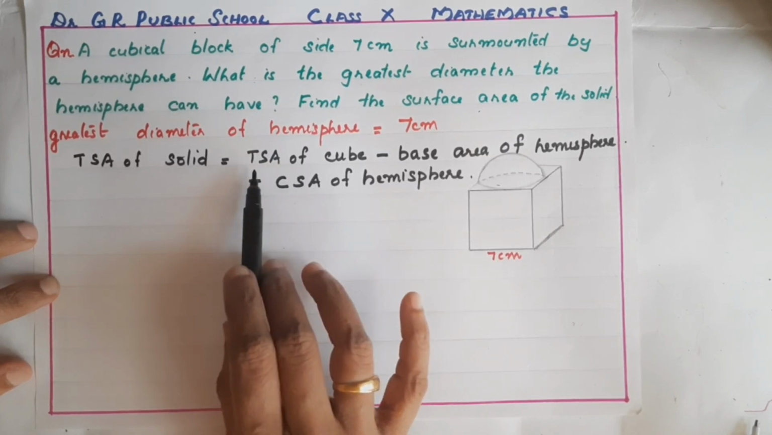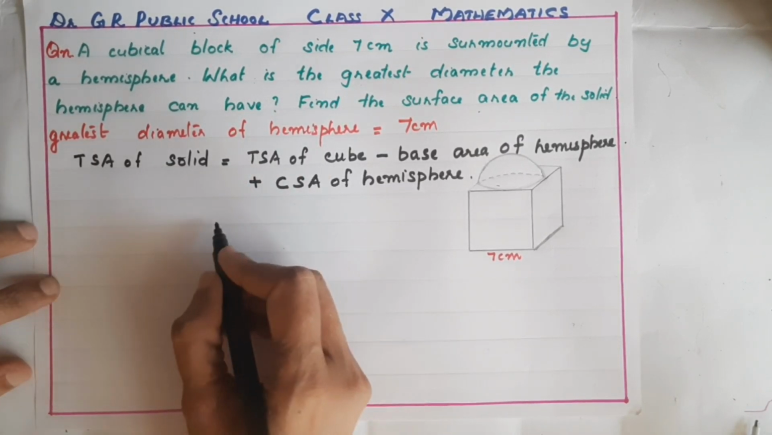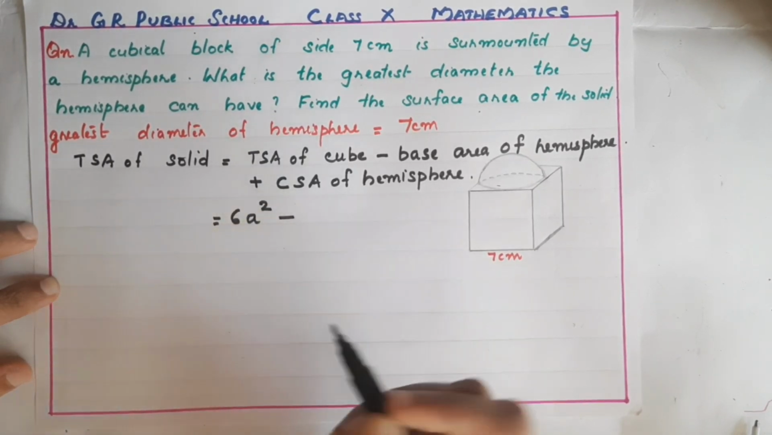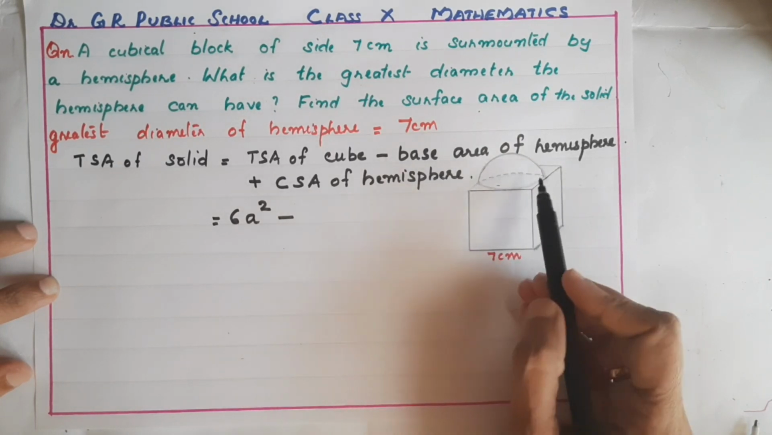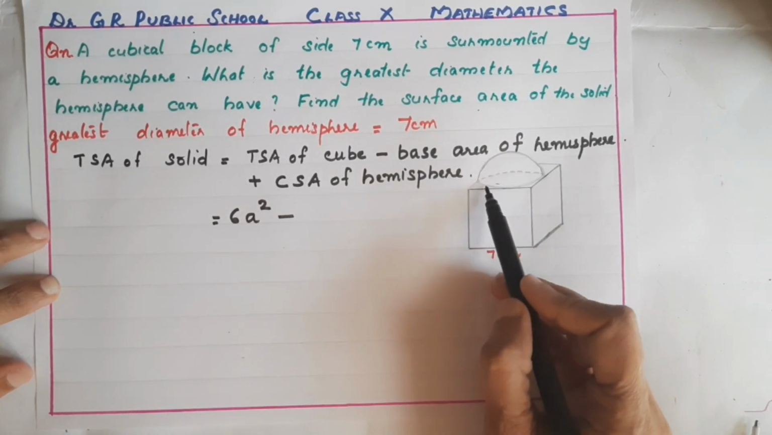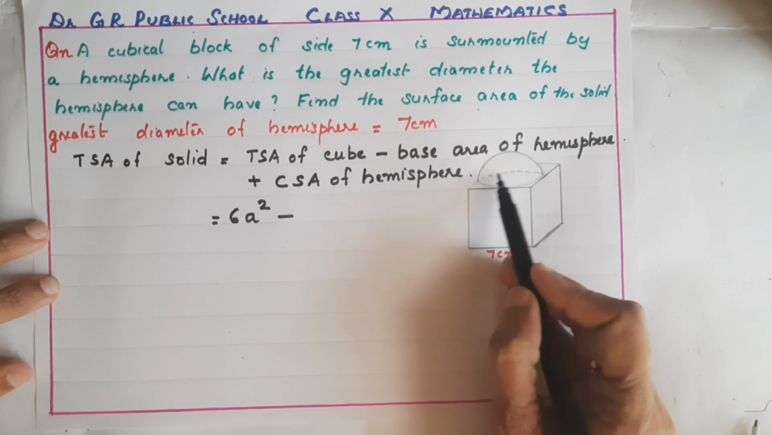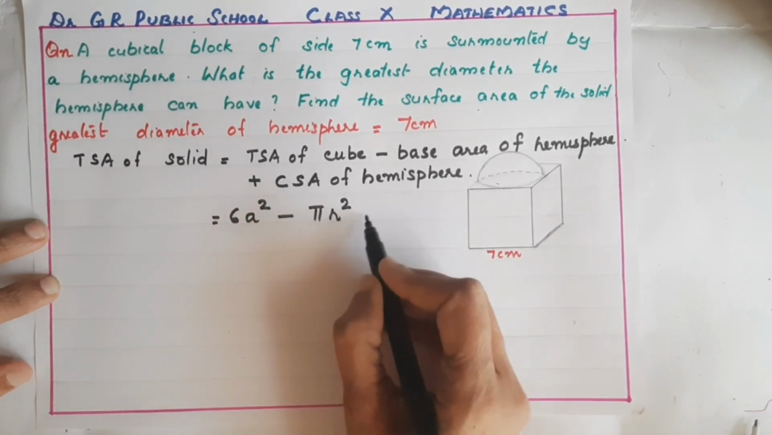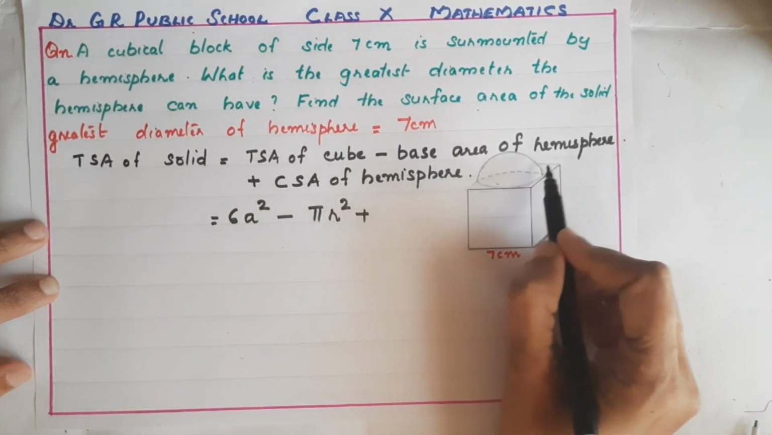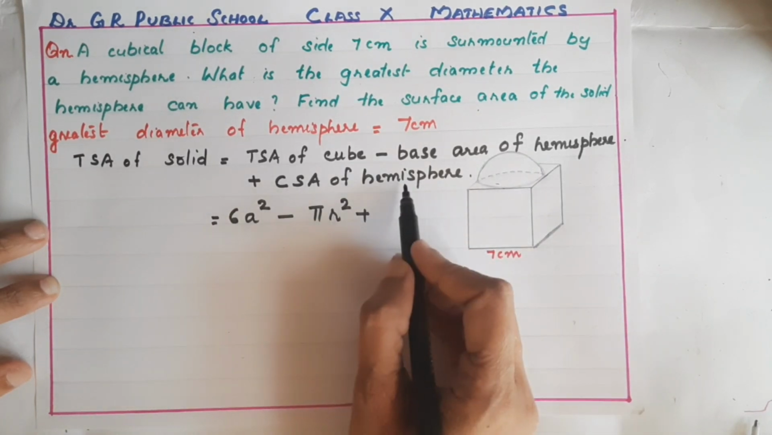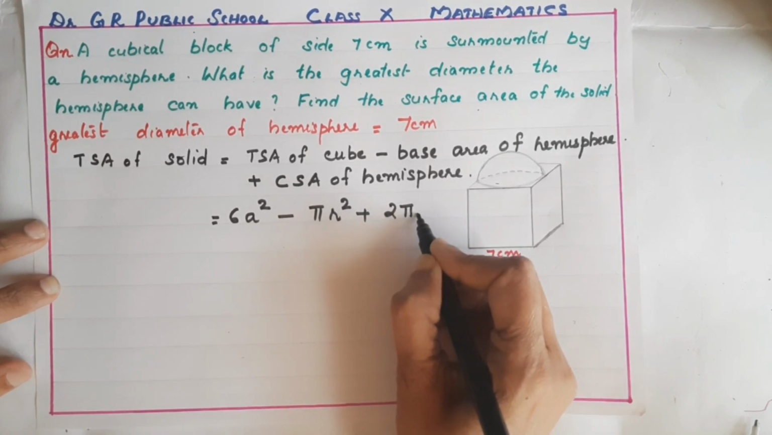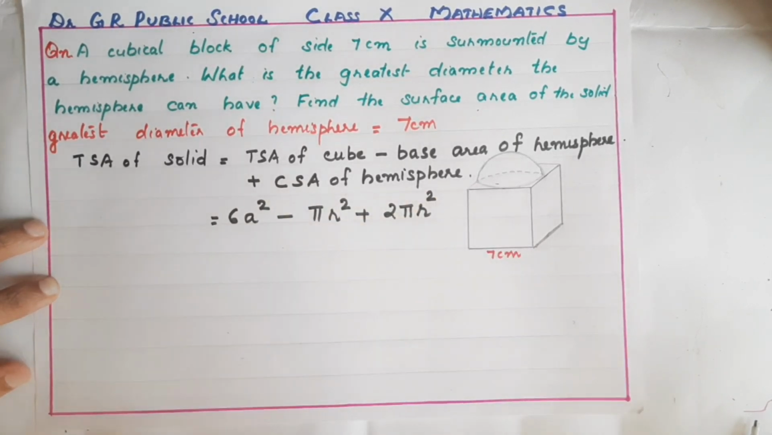How will you get TSA of cube? TSA of the cube is formula 6a square, minus. What is base area of hemisphere? Base area is a circular shape, isn't it? What is its area? Area of circle is pi r square. Then plus. Now we can see CSA of hemisphere. What is CSA of hemisphere? That is 2 pi r square, isn't it? So this is our formula.